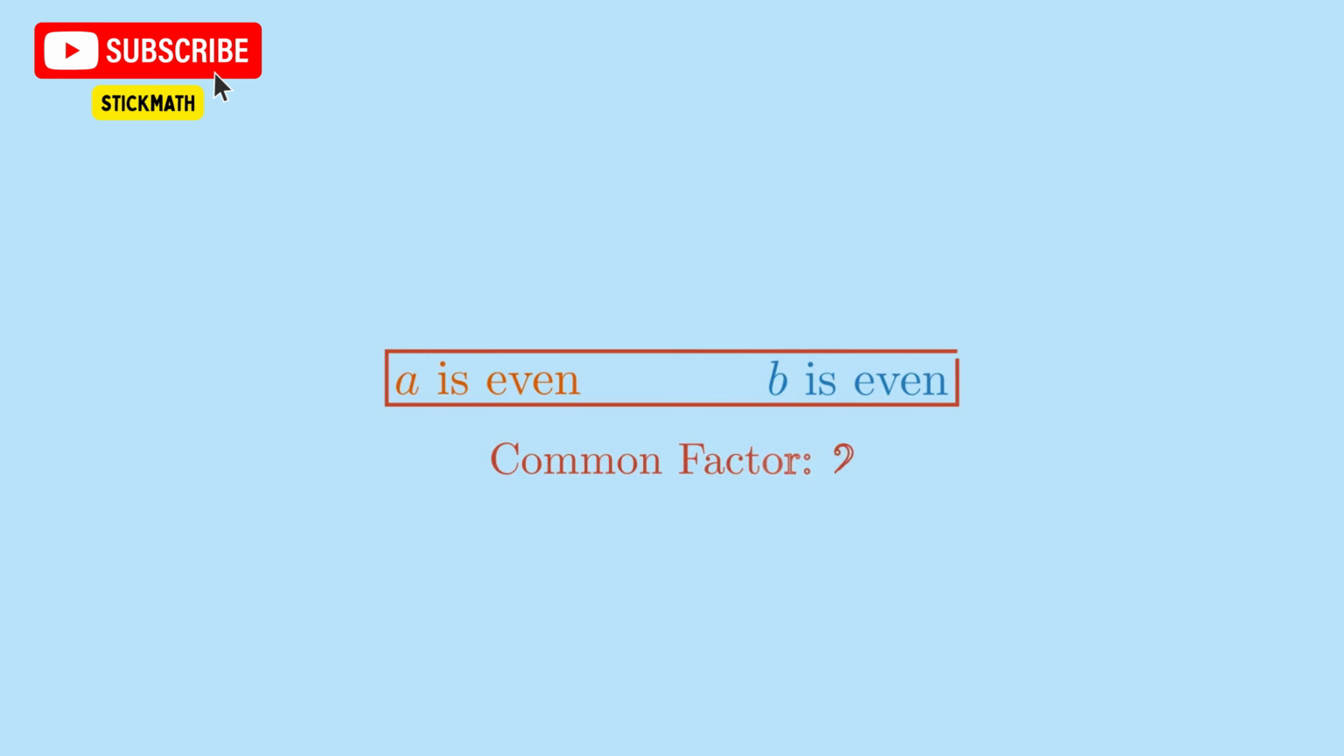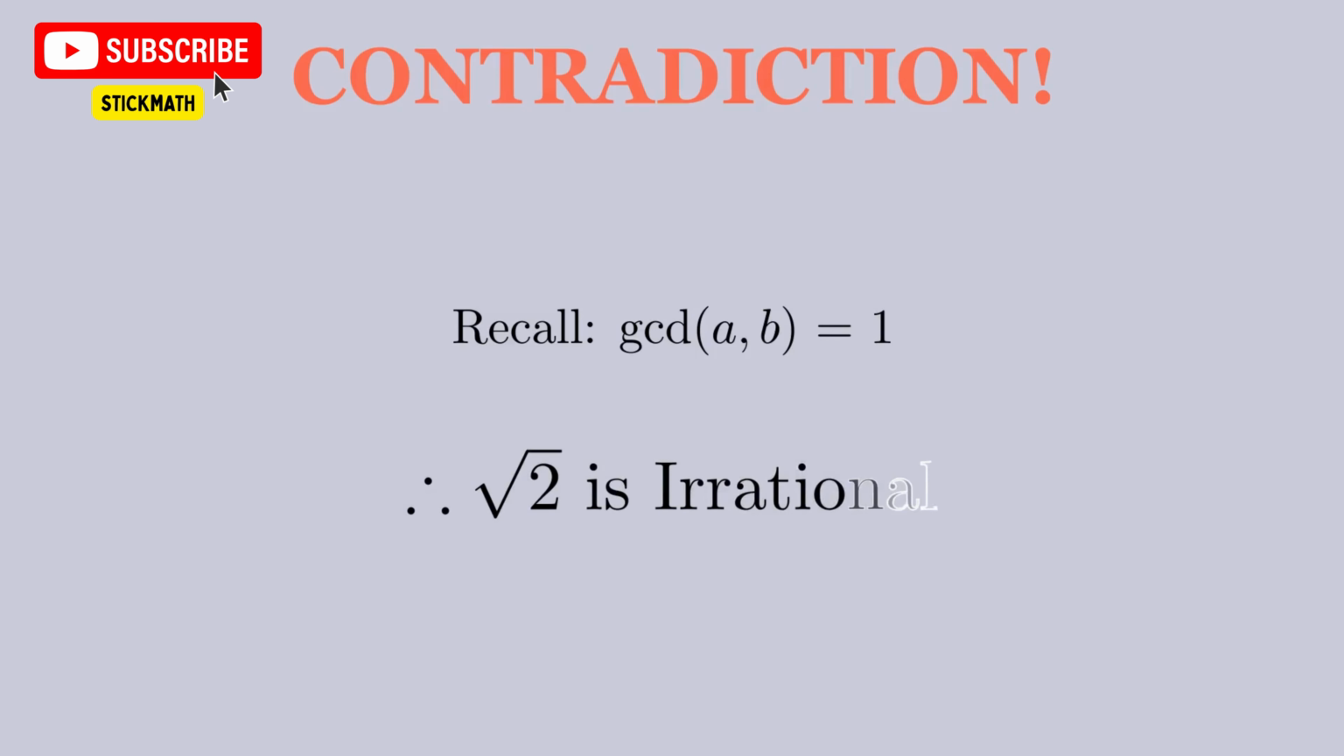Wait a minute. We just found that a is even and b is even. This means they both have a common factor of 2. But remember the start? We said they were coprime. This is a contradiction. Our initial assumption was false. The square root of 2 cannot be rational.